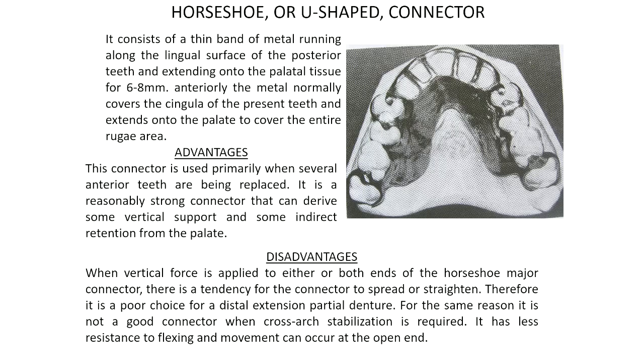Now the disadvantages are that when vertical force is applied on either end of the horseshoe major connector, there is a tendency for the connector to spread out or straighten. That is, when the force is applied, there is a tendency for the metal to deflect. Therefore, there is a poor chance for a distal extension partial denture. Because of this flexure of the major connector, it is not ideally suggested for a distal extension case.